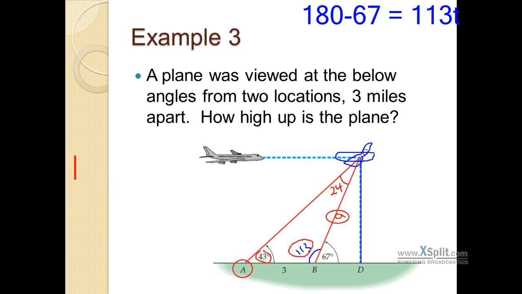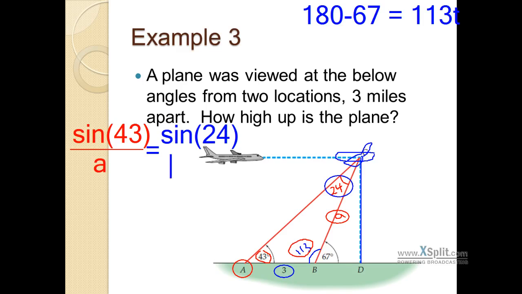I can write an equation like sine of 43 degrees over side A. We don't know how big that side is yet. That's going to be equal to this angle here, the 24 degree angle, over that 3 side. Sine of 24 over a 3 side.